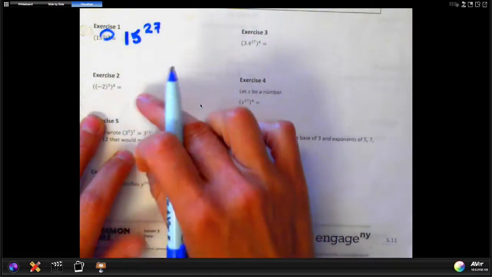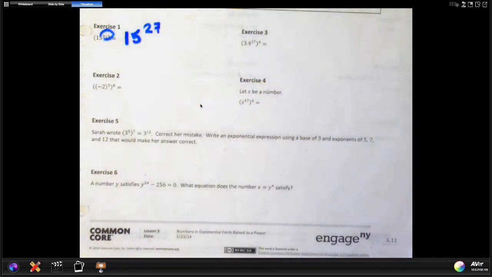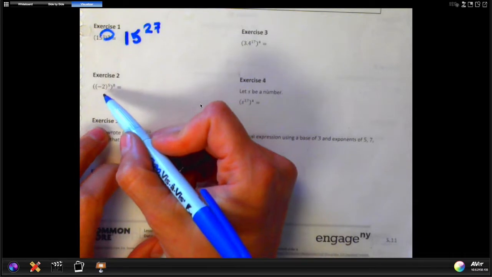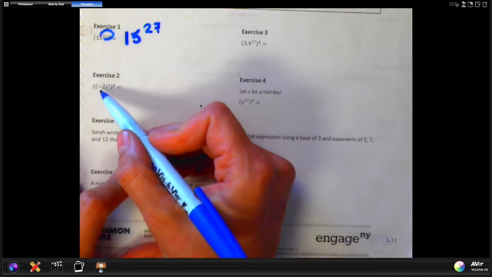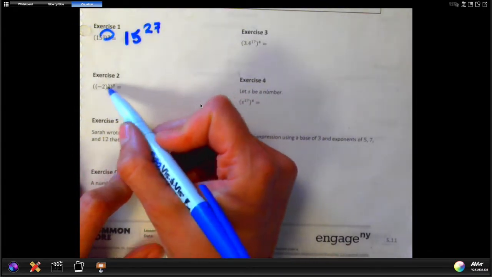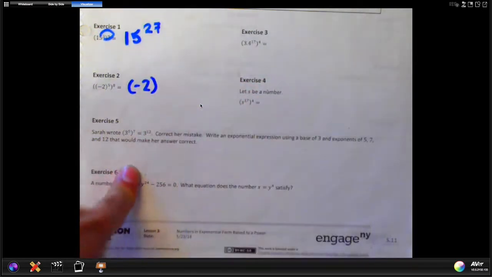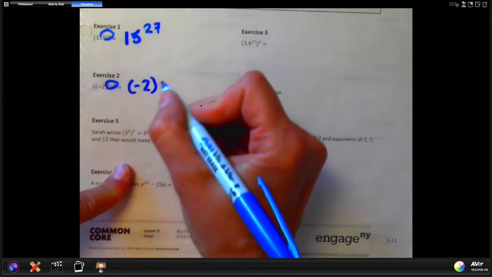Okay. Very similarly, we're going to have a negative here, just like we did before. And it looks confusing because there's so many sets of parentheses on exercise 2, but the first set is really only to hold the negative for the negative 2, and the second set is for our exponents of 5 and 8. So we're going to keep our base of negative 2 in the parentheses, and then we're going to multiply our 5 and our 8 together to get negative 2 to the 40th power.